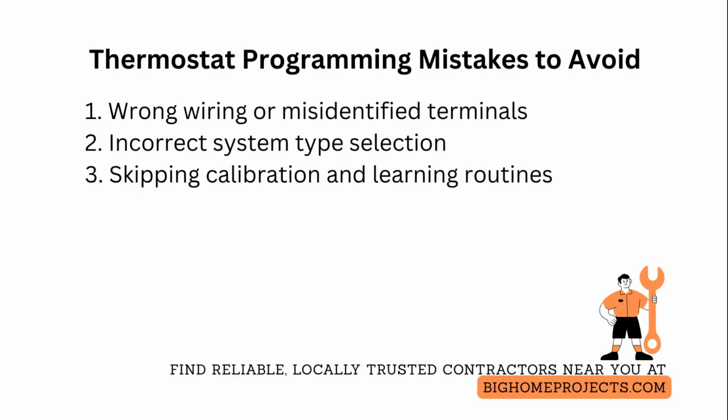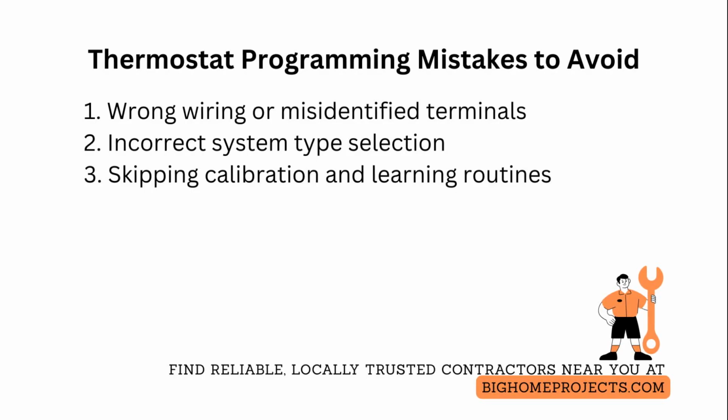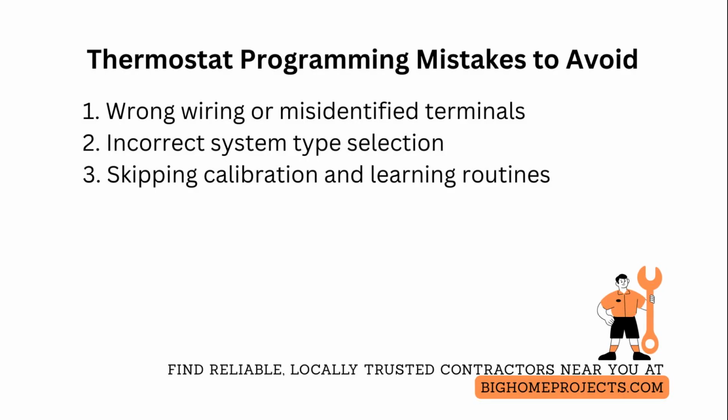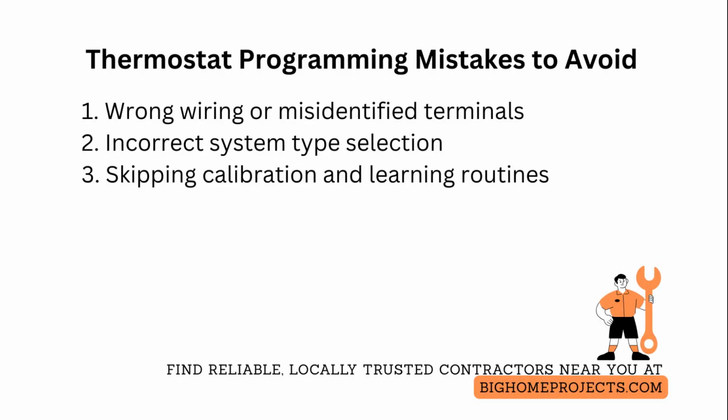Second is failing to set system type, so the thermostat never recognizes heat pump versus conventional heating, which causes compressor lockouts or constant auxiliary heat. Fix by entering setup mode and selecting the correct system type and reversing valve orientation.